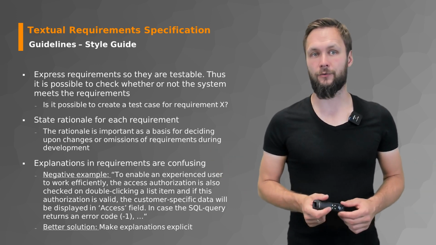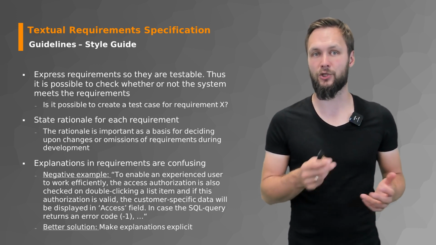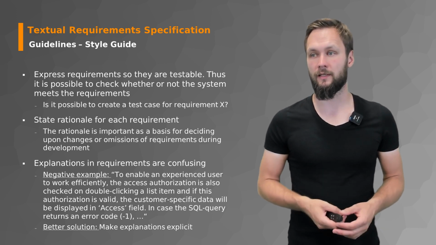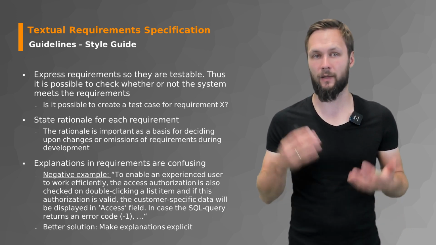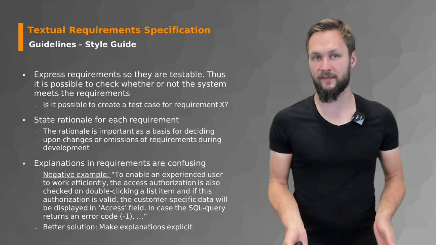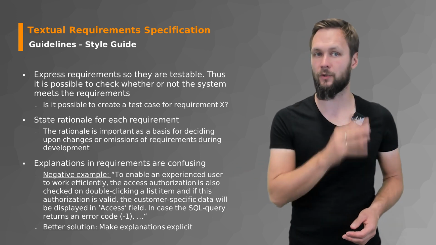State a rationale for each requirement. The rationale is important as a basis for deciding upon changes or omissions of requirements during the development, but also when you have contradictions, for example, like why do we have this requirement in the first place? Why did we decide to omit it? Tracing is something that we touched before and will touch again later.